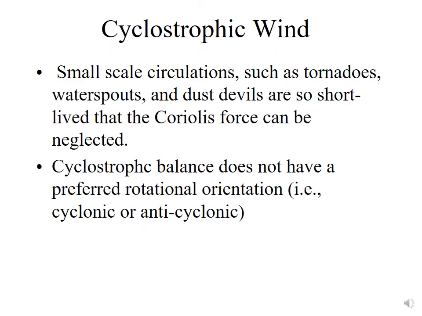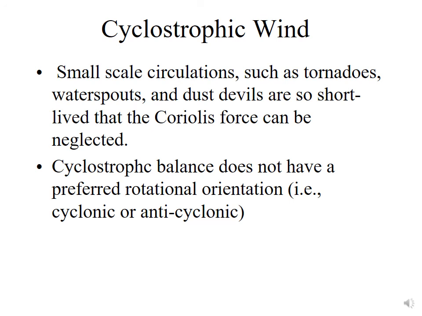And what do we know about the cyclostrophic wind? Well, it can describe small-scale circulation such as tornadoes, waterspouts, and dust devils that are short-lived enough that the Coriolis force can be neglected. And the cyclostrophic balance doesn't have a preferred rotational orientation. It can occur regardless of whether it is rotating cyclonically or anticyclonically around the center of rotation. So dust devils and waterspouts typically have about a 50-50 chance of rotating clockwise or counterclockwise.